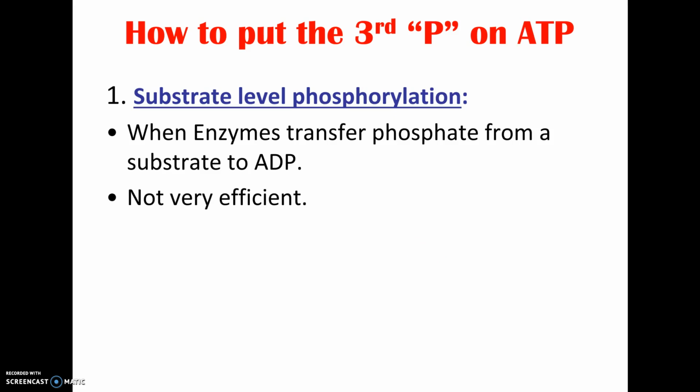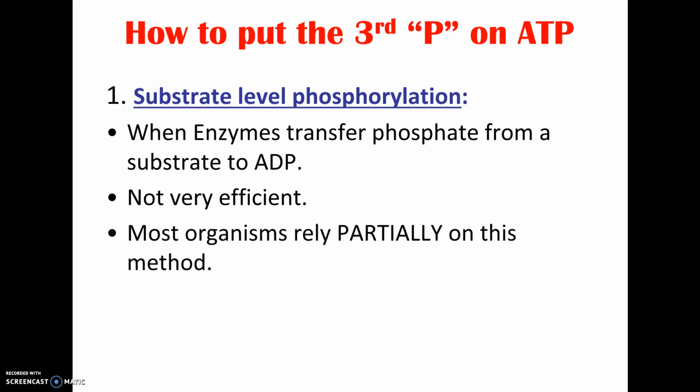This is not very efficient. This is very, very slow. This makes ATP one at a time. But most organisms at least make some of their ATP this way. We do too. We make some of our ATP by this method. We don't make most of our ATP this way. Some bacteria make all their ATP using this method.